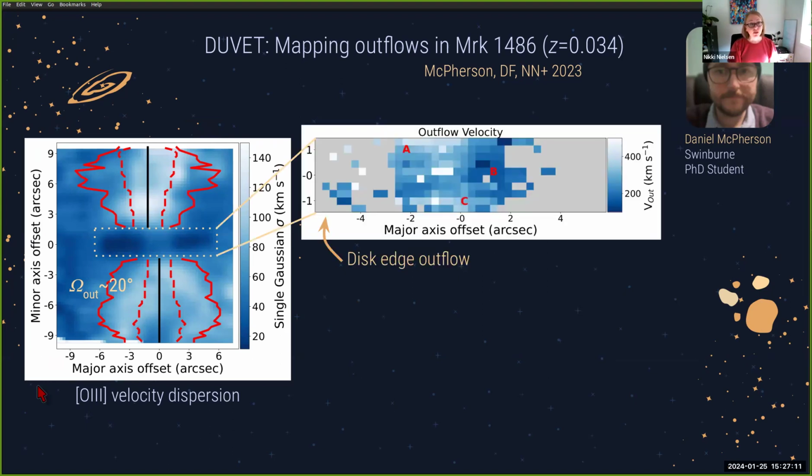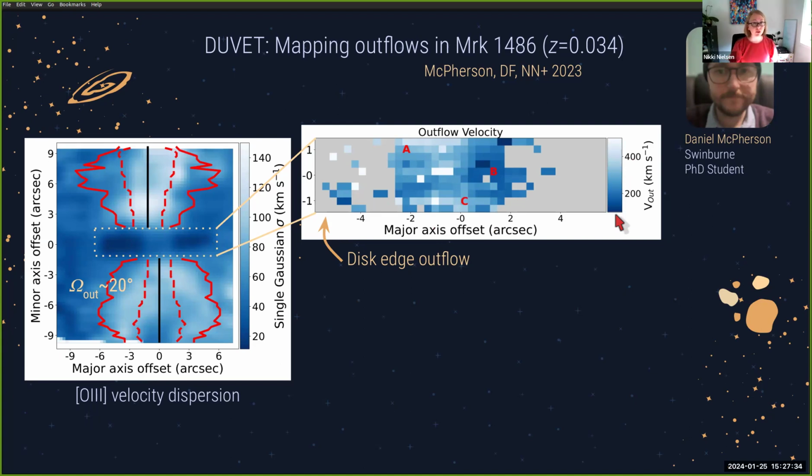Quite interestingly, when he looked at the disk of the galaxy, he actually found quite a bit of blue shifted emission off of the disk of the galaxy. And so this is actually disk edge outflows. This is gas that is coming off of the edge of the disk and towards the observer. And they have outflow velocities on the order of a couple hundred kilometers per second.